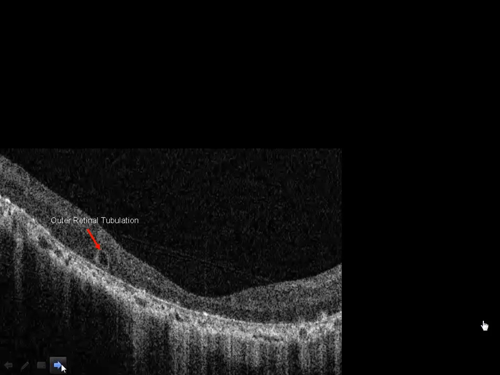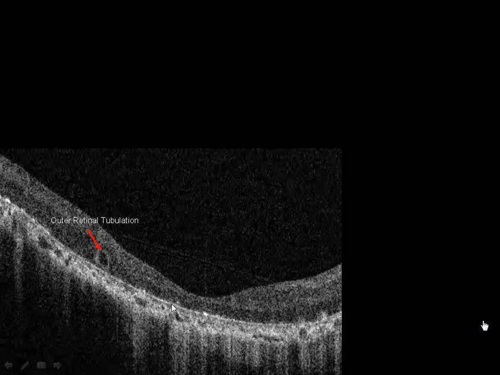But one of the things that we see in a lot of degenerated retinas, which we've never seen histopathologically under a microscope, is something called ORT, outer retinal tubulations. These are not blood vessels. These are actually tubes that are created, we think, by Müller cells that are trying to regrow the retina.